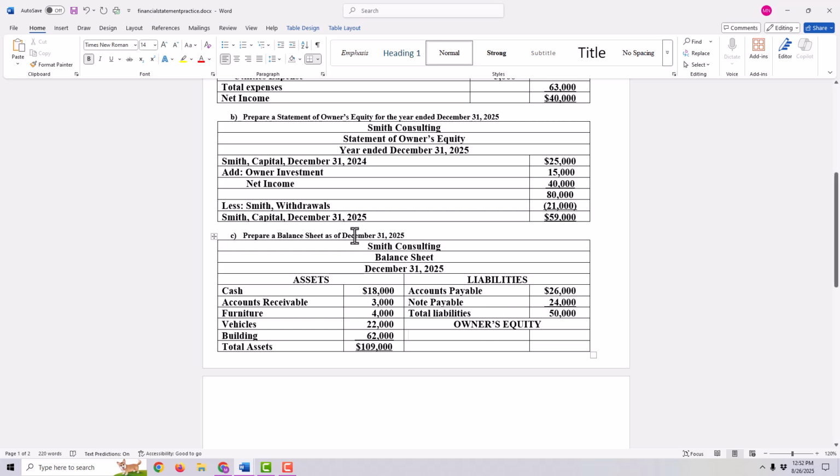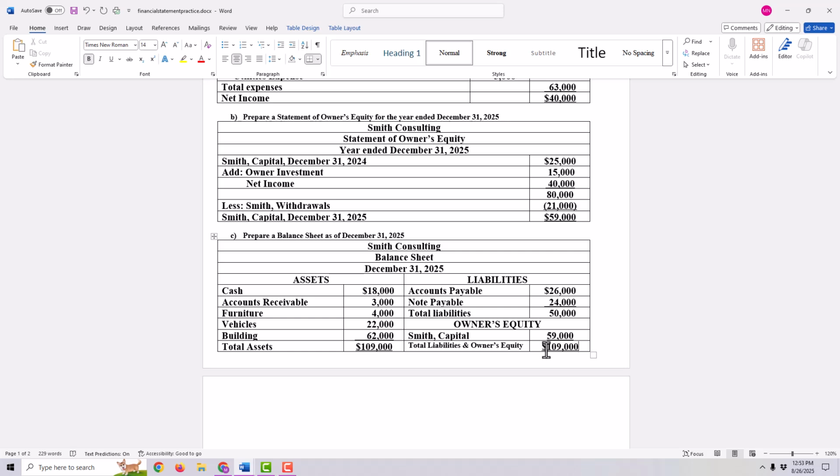Okay, and then for owner's equity, all I'm doing is carrying this $59,000 from the statement of owner's equity into this report. And then what I would want to do at the bottom is show that liabilities plus equity is the same number as total assets. So I'm going to have a line here that says total liabilities and owner's equity. And then I would just be adding up the 50,000 and the 59,000 to get 109,000.